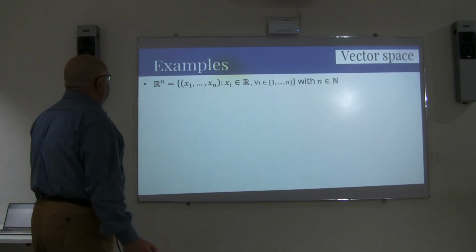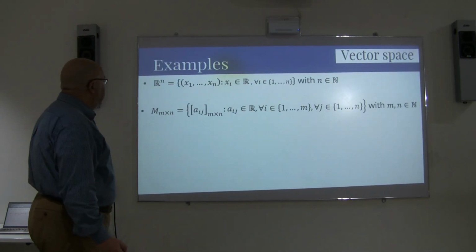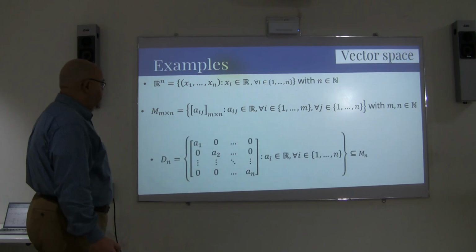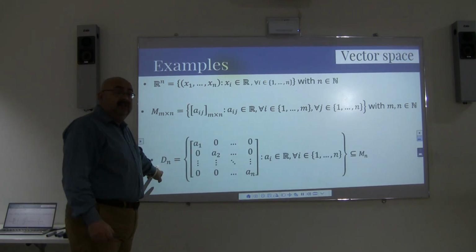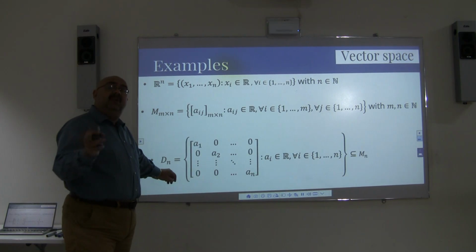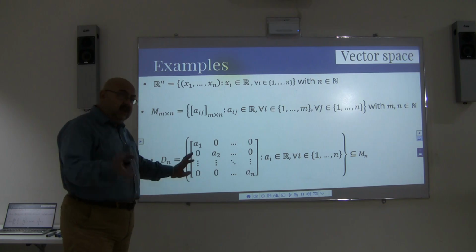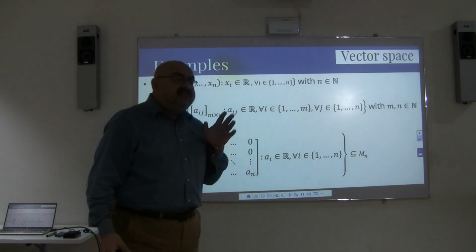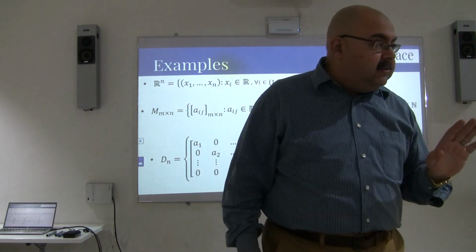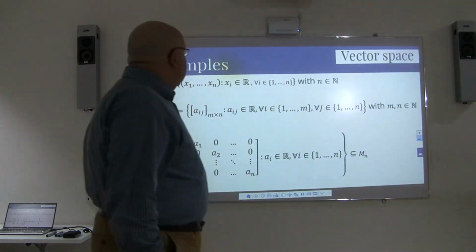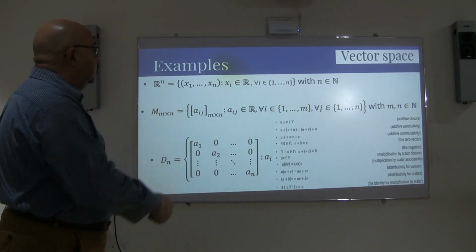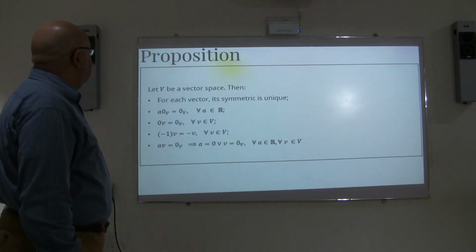Vector space examples. This is Rn, we already did it. M by n matrices, it's already done. The set of diagonal matrices, the set of upper triangular matrices, and the set of lower triangular matrices are all vector spaces. Each one of them is a vector space. All the 10 conditions are satisfied.